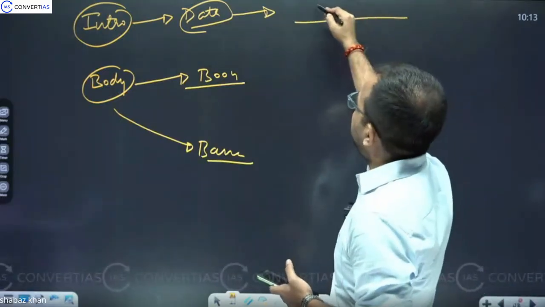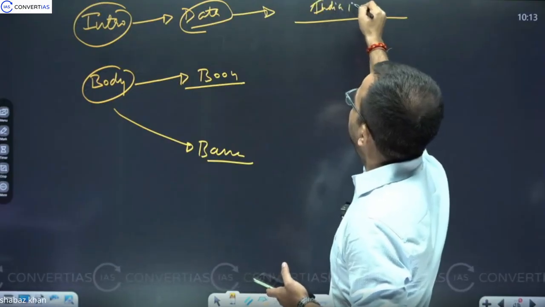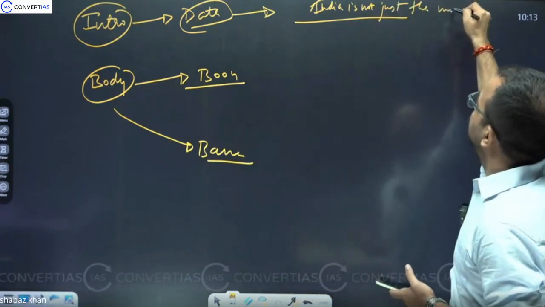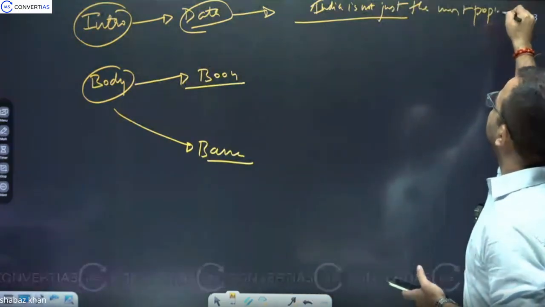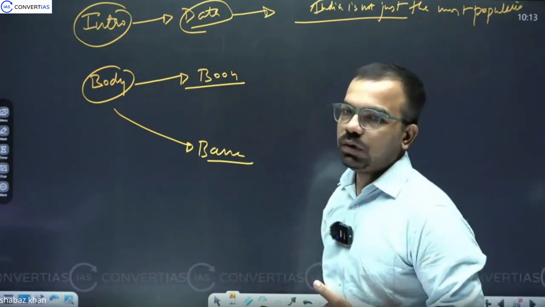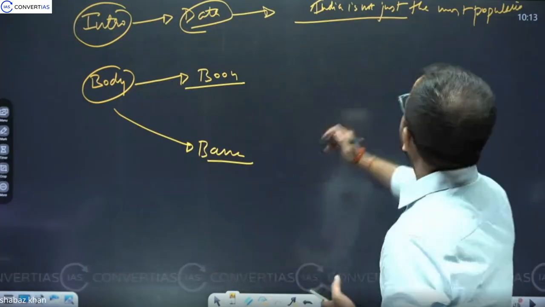Can you talk about India is not just the most populated? You can use the report or data that India's population is nearly 1.5 billion now. Okay, 150 crores now.